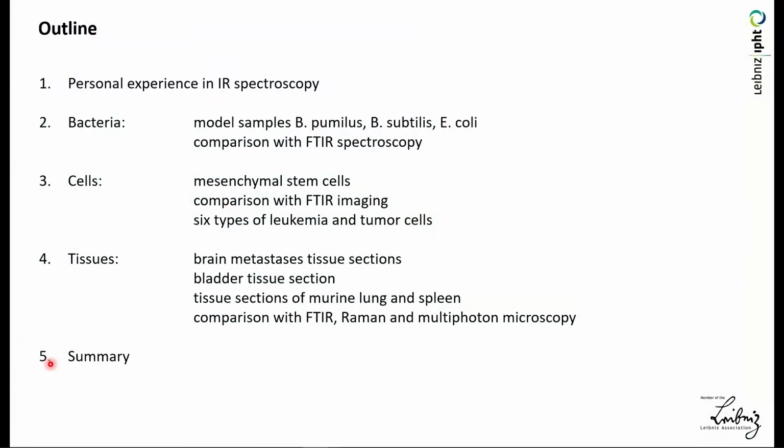I will start in the first part with my personal experience in infrared spectroscopy, and then describe some key experiments for bacteria, cells, and tissue. I compare the O-PTIR results with FTIR spectroscopy, but here in the context of tissue, also with Raman and multiphoton microscopy. And in the end, I will give a summary.